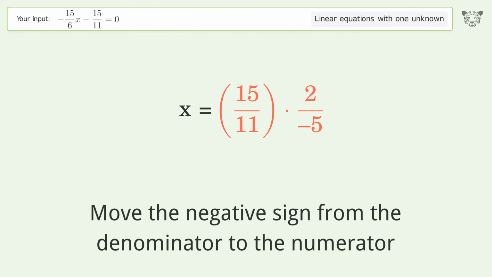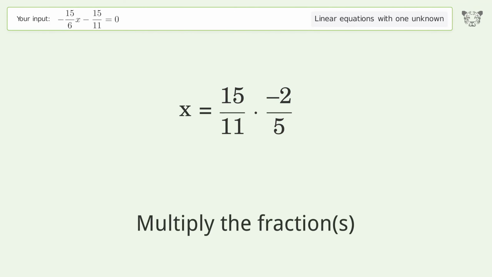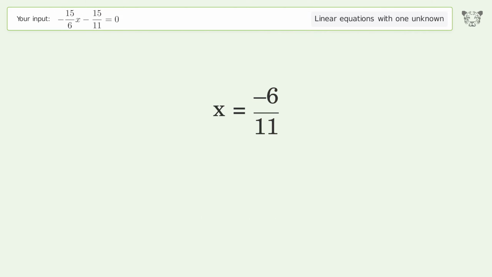Move the negative sign from the denominator to the numerator. Multiply the fractions. Simplify the arithmetic. And so the final result is x equals -6/11.